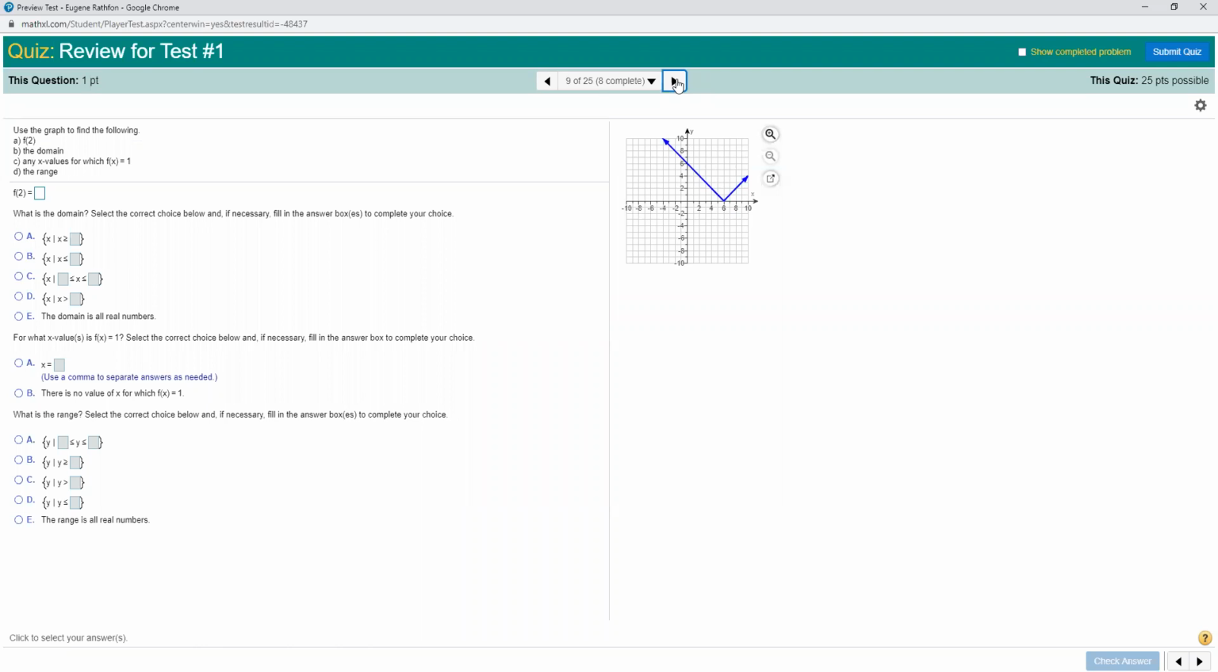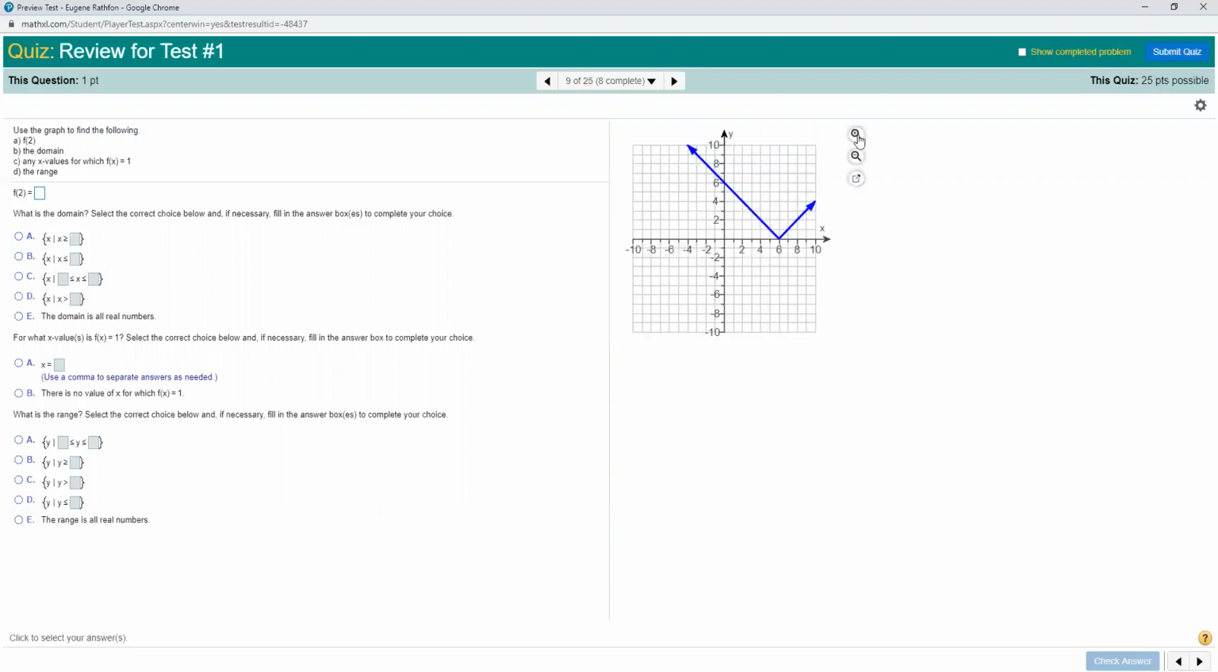All right, so this one, we should be able to do everything on the screen here. So let me move this out of my way. The first thing they want me to do is find f of 2. So they're saying when your x is 2, what's the y value? So let's go over here. I'm going to zoom my graph in a little bit by hitting that magnifier.